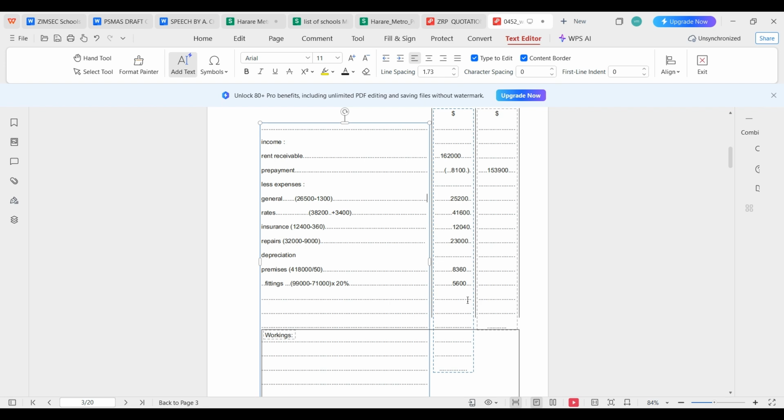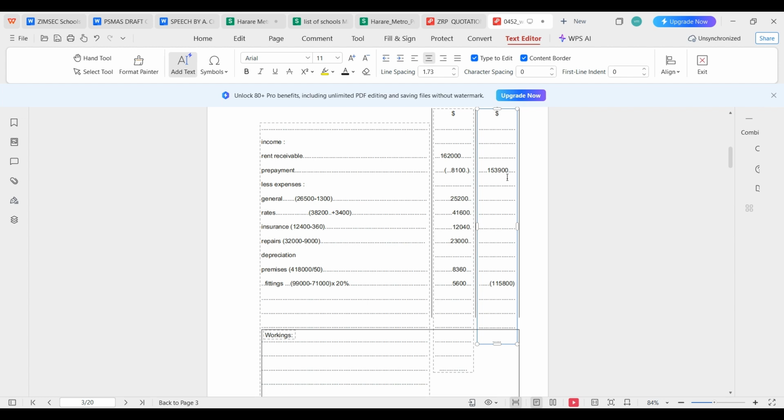So we're going to say 25,200 plus 41,600 plus 12,040 plus 23,000 plus 8,360 plus 5,600. So we get 115,800, and we put it here. Remember, this one is going to be subtracted from our income of 153,900.